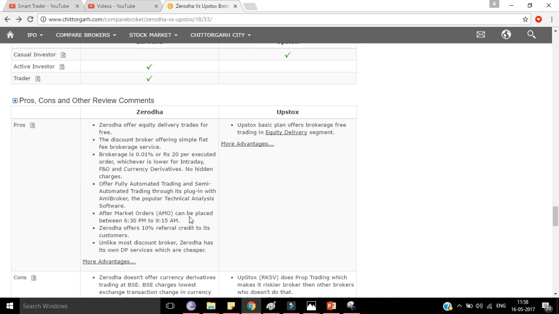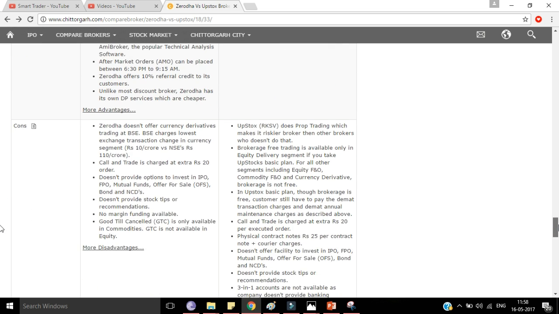After market orders, AMO, can be placed between 6:30 p.m. to 9 a.m. Great. Zerodha offers 10% referral credit to its customers. I love this feature. Unlike most discount brokers, Zerodha has its own DP services, which are cheaper. Nice. Talking about Upstox, basic plan offers brokerage-free trading in equity delivery segment. I think that is common in both.